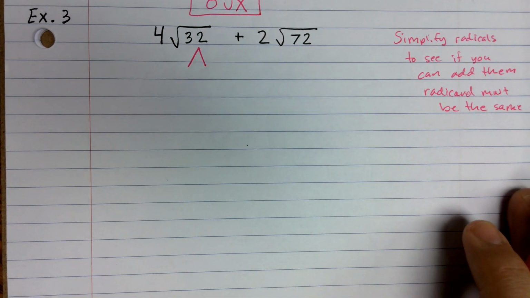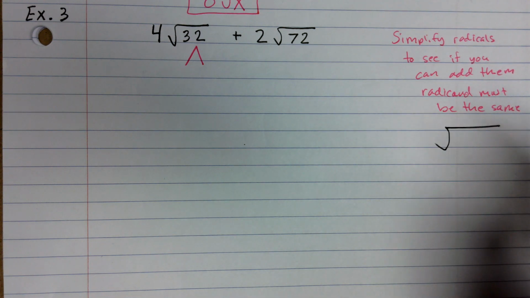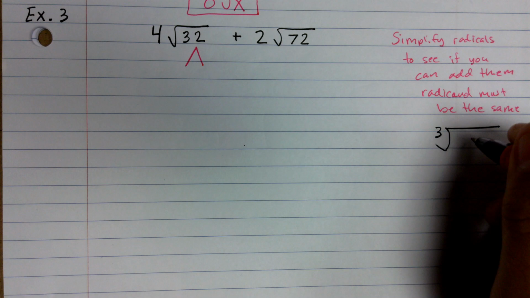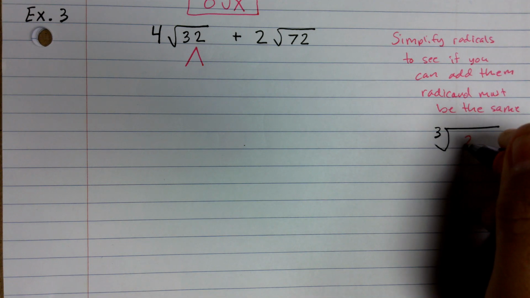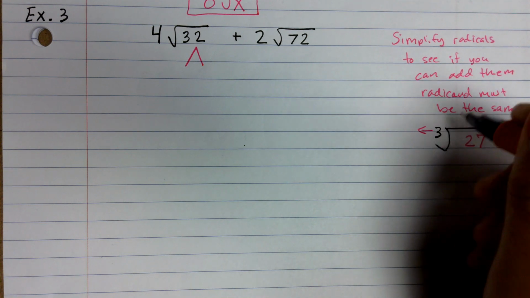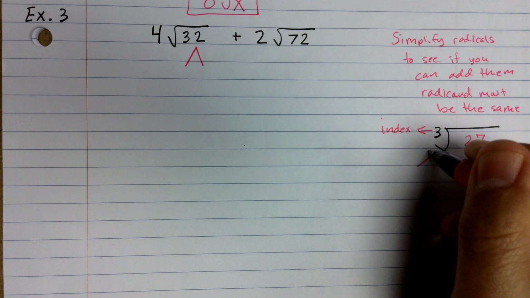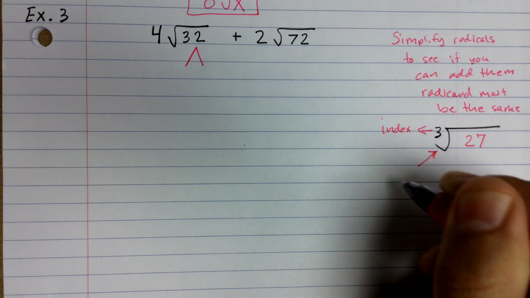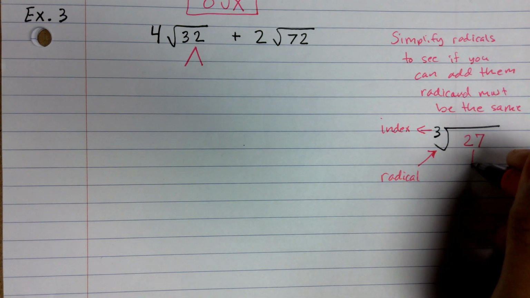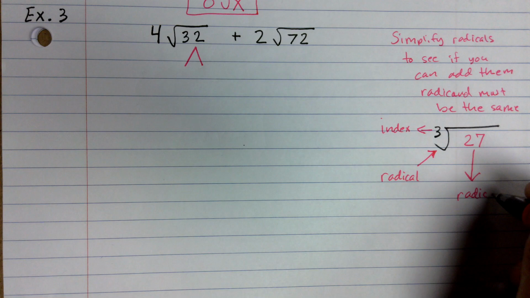And just a refresher from when we were actually doing some of these problems, if I were to draw you a radical and I were to put a number up here, let's put the number 3, and let's say we had a 27 in here. What I would like to note is that this number 3 is called the index. This symbol right here is simply called a radical. And this value on the inside is called the radicand.